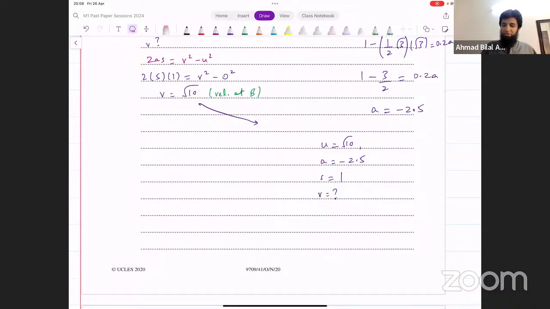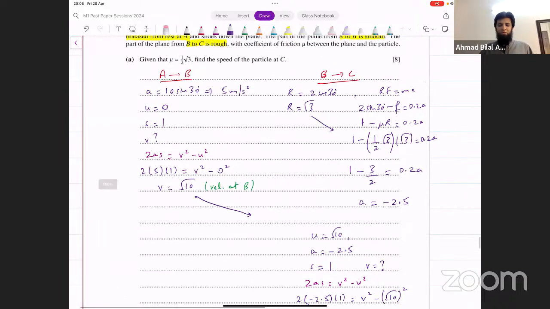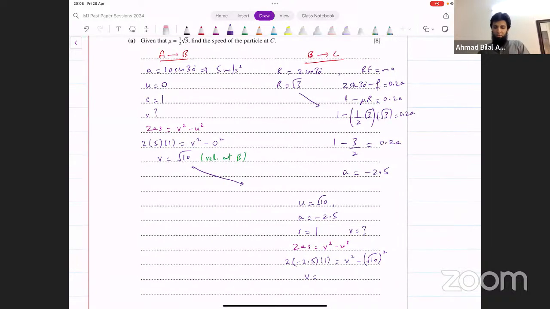We'll again use the same equation, 2as equals v² minus u². These are the same 4 quantities that we were using earlier. It's just inputting values. 2 into minus 2.5 into s, and that gives you 1. That equals v² minus √10 whole squared, and that gives you the final velocity. That's not too much work for 8 marks. That's all that you've got to do.